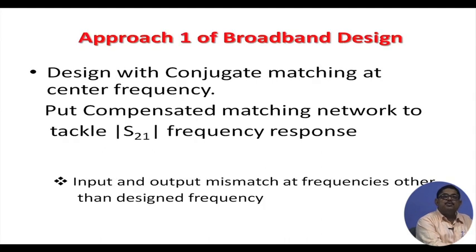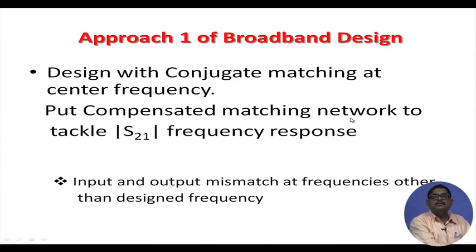So, there are various approaches. I am just letting you know what the typical approaches are. The first approach is design with conjugate matching at a particular frequency, typically the center frequency of the band in which you are trying to design the amplifier. Center frequency can be the arithmetic mean, or it may be the geometric mean, or, if a band is properly defined, the center of that band.